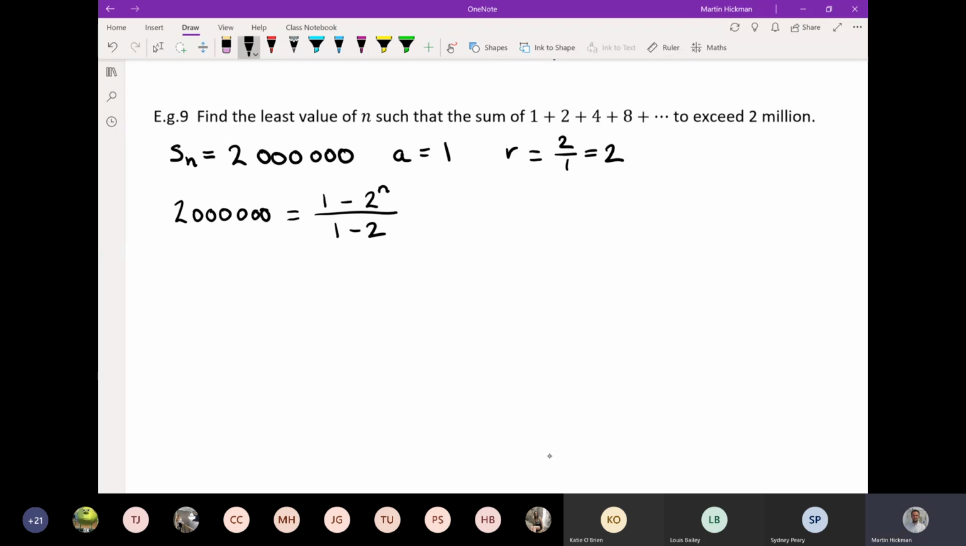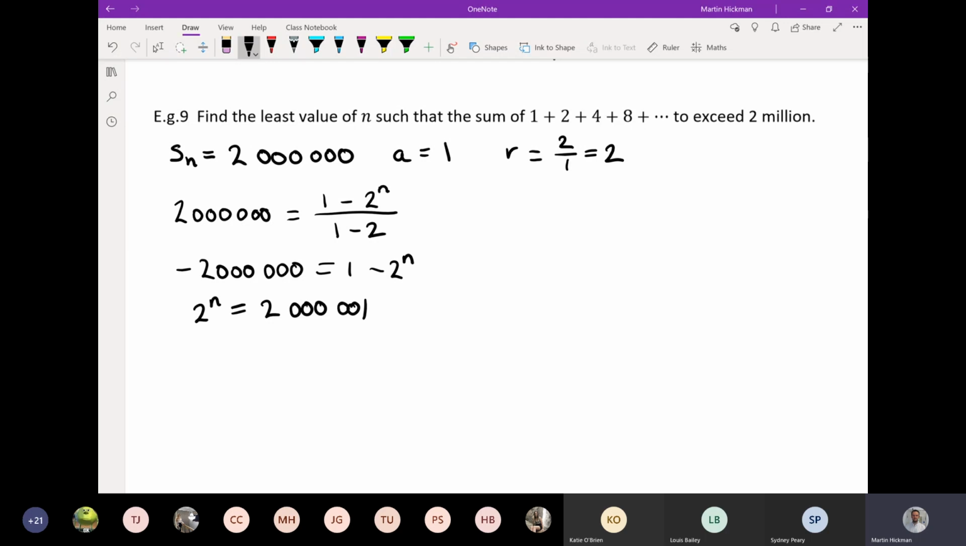So I just have 1 minus 2. So I've got minus 1 on my denominator, multiply both sides through by minus 1, and then I'll just show you that step there. And then what I simply want to do is take 1 from both sides, and then I'm simply just going to multiply both by minus 1, so I have positives on both sides. You might also want to write this as standard form just to make it simpler. Now I have 2 to the power of n equals 2,000,001.